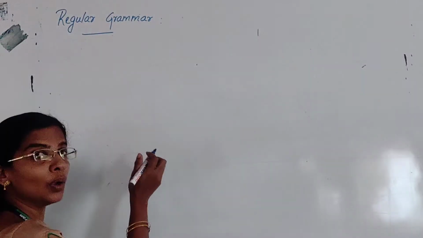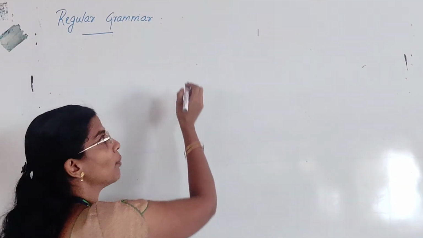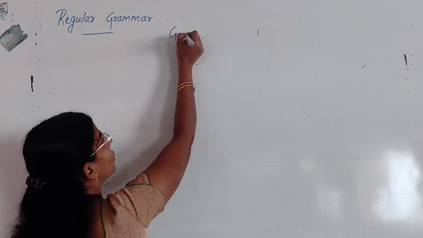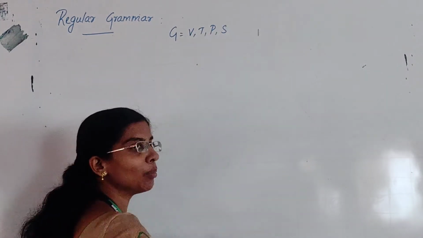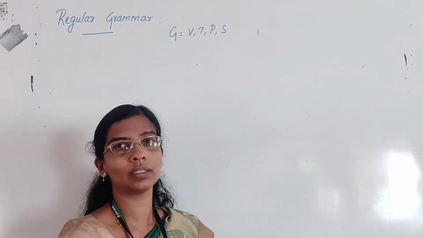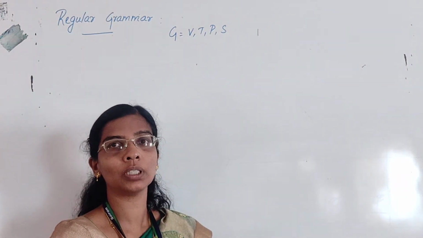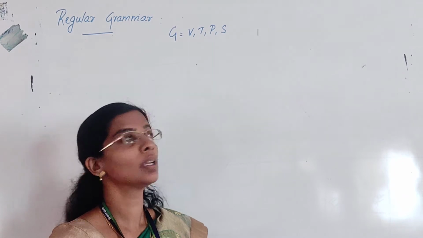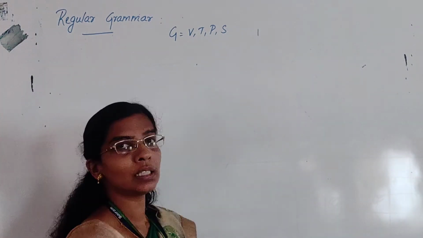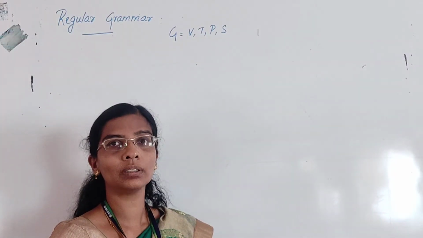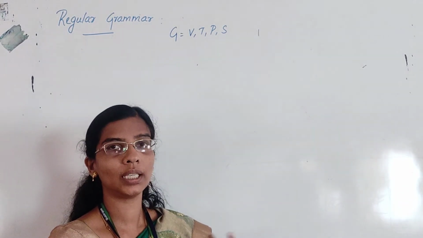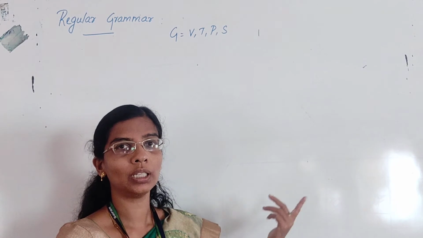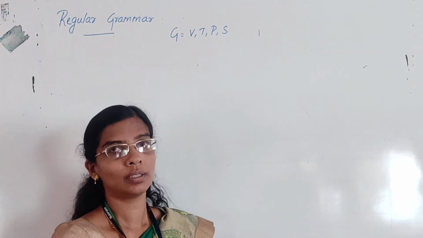So we see what is the definition of grammar. Grammar G is equal to VTPS. It is a 4-tuple machine. It has 4 tuples. VTPS. V stands for variables, or I can say it is non-terminals. T is terminal, P is production, and S is your start symbol.